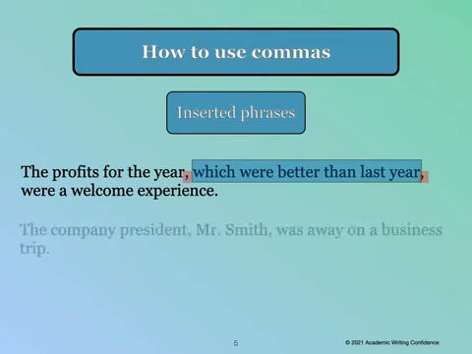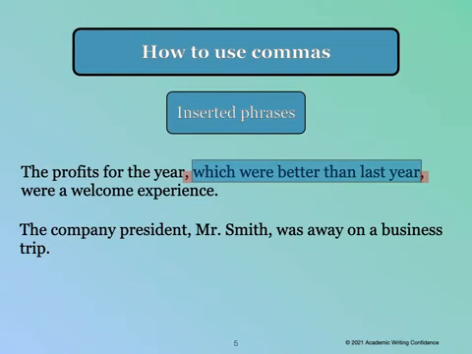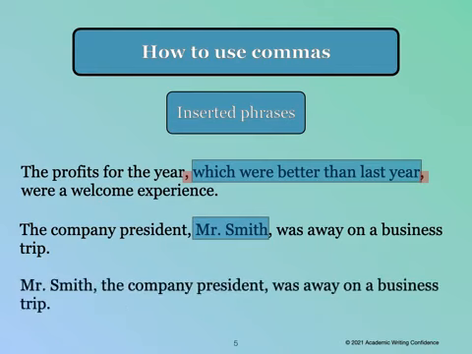Let's look at another sentence. The company president, Mr. Smith, was away on a business trip. Here we have the words Mr. Smith between commas. We could also write the sentence in this way. Mr. Smith, the company president, was away on a business trip. When you add a phrase into a sentence, be sure to put a comma before and after the phrase, as in the example above.